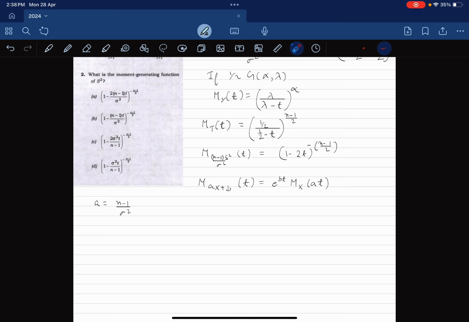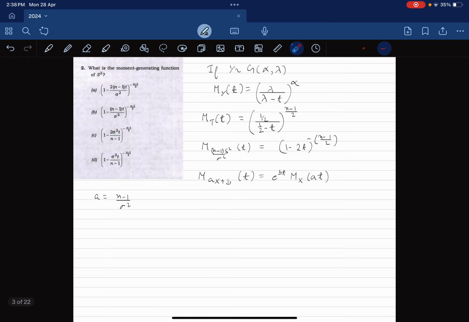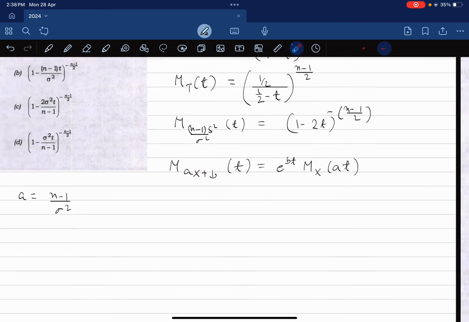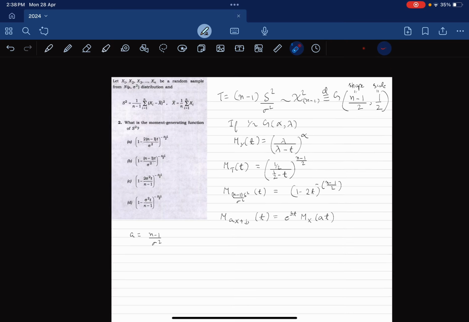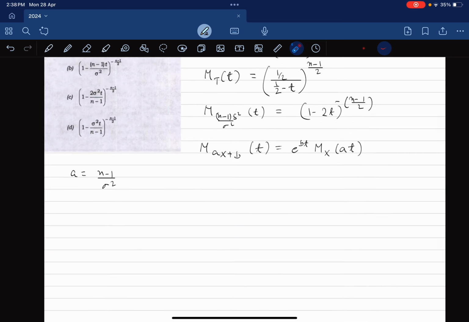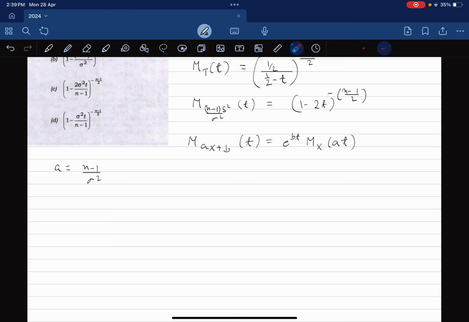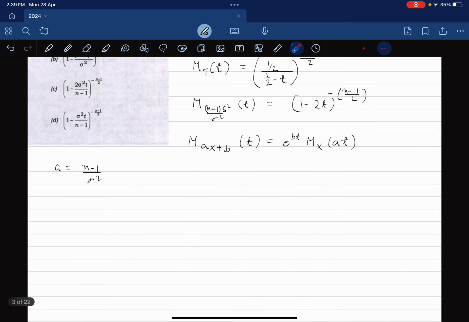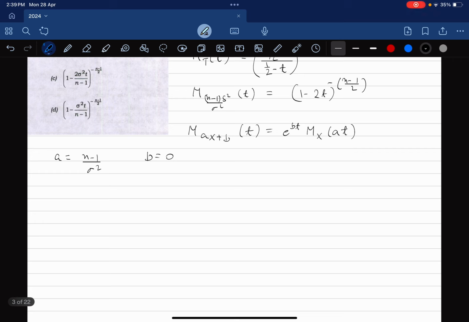But from here we can understand that a is equal to n minus 1 over sigma square, because in this formula we have to derive the MGF of this variable using this variable. So from this formula we can see that our main focus is s square. A is equal to n minus 1 over sigma square, and as you can see, there is no additional component. Our b will be equal to 0.